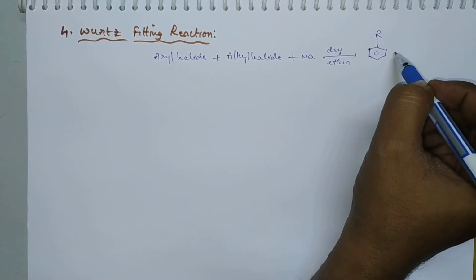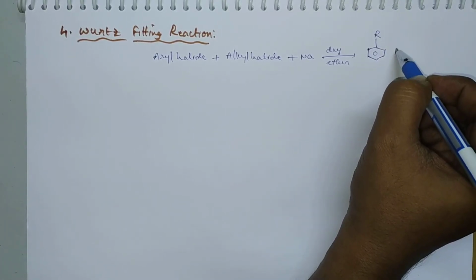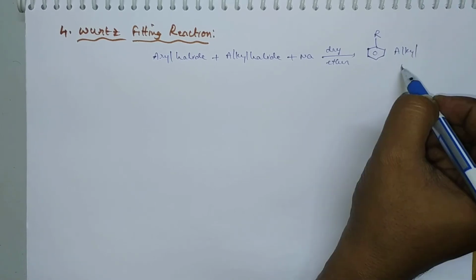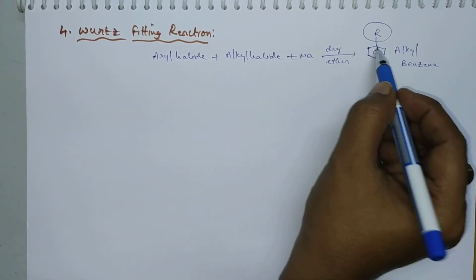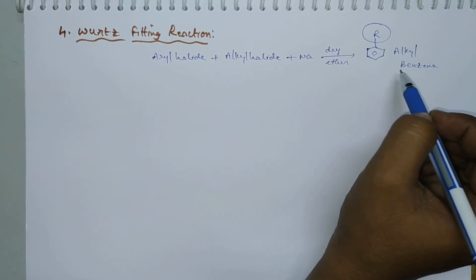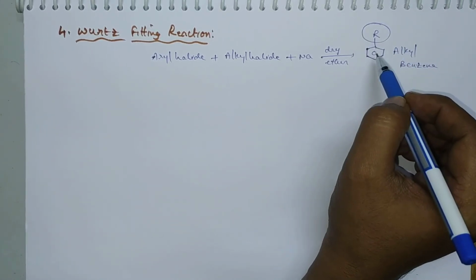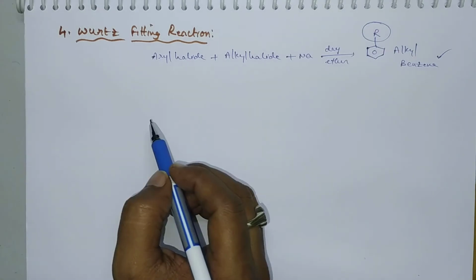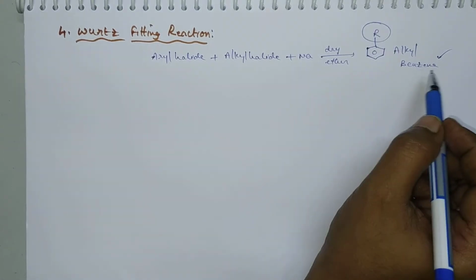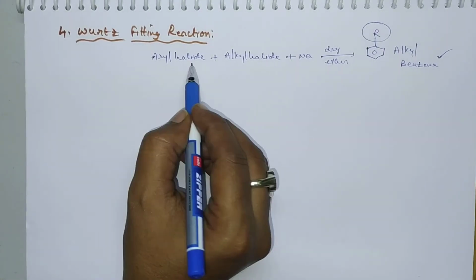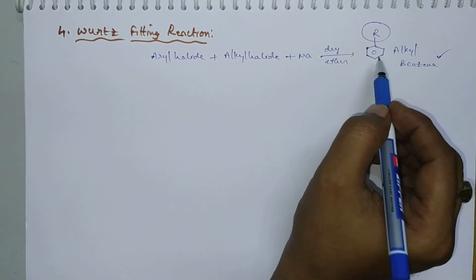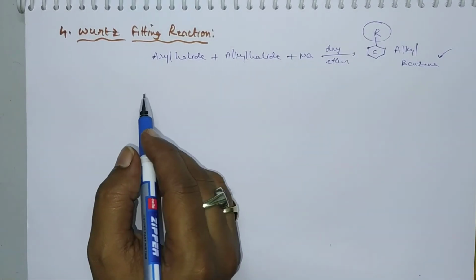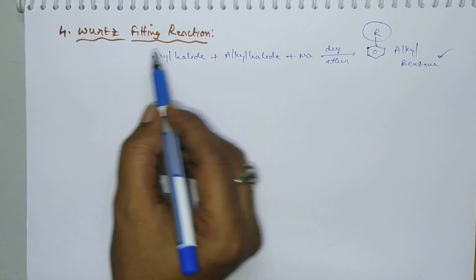These are called alkyl benzenes. This is the alkyl group and this is benzene. The alkyl group is attached to the benzene ring, that's why these are called alkyl benzenes. So aryl halides react with alkyl halides in the presence of sodium metal with dry ether to produce alkyl benzenes. This is the Woods fitting reaction.